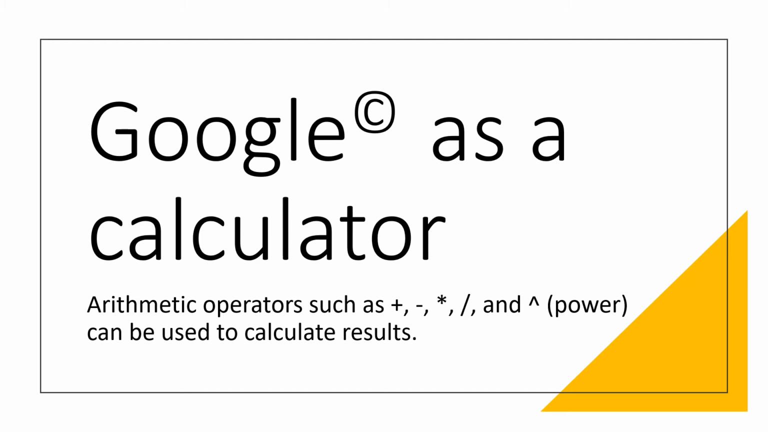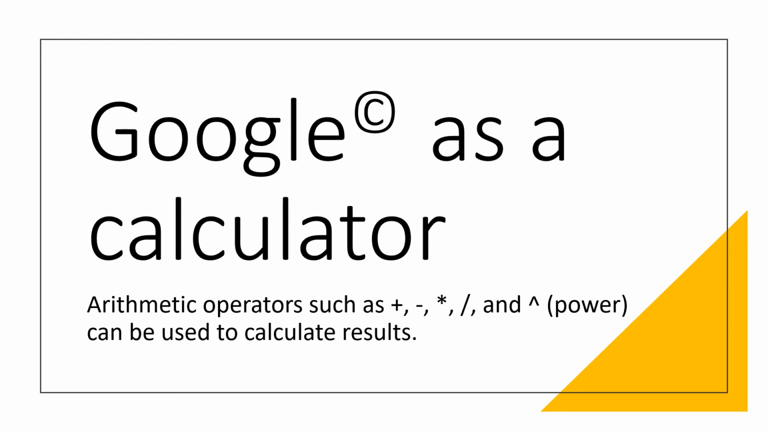So the first exercise that I'd like for you to do is to type in 10 plus 2 times, or star, 5. So type it in, see what you get.